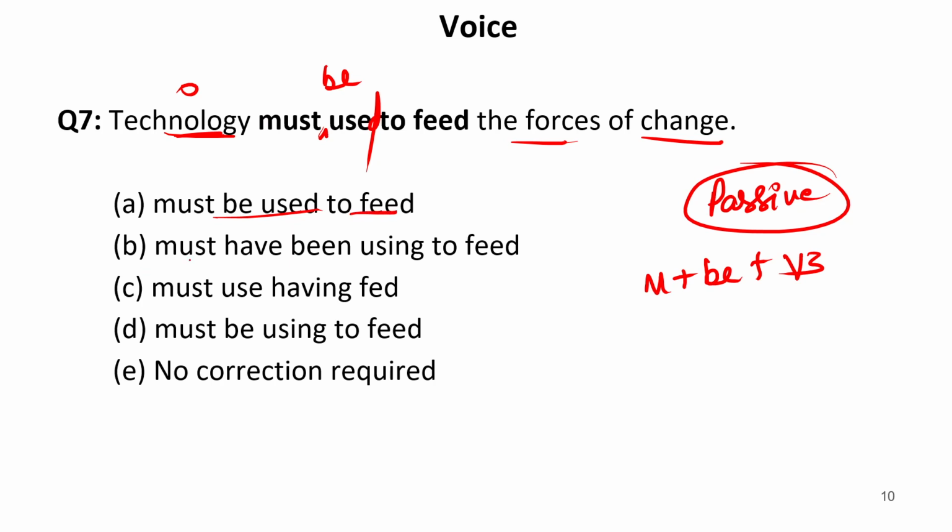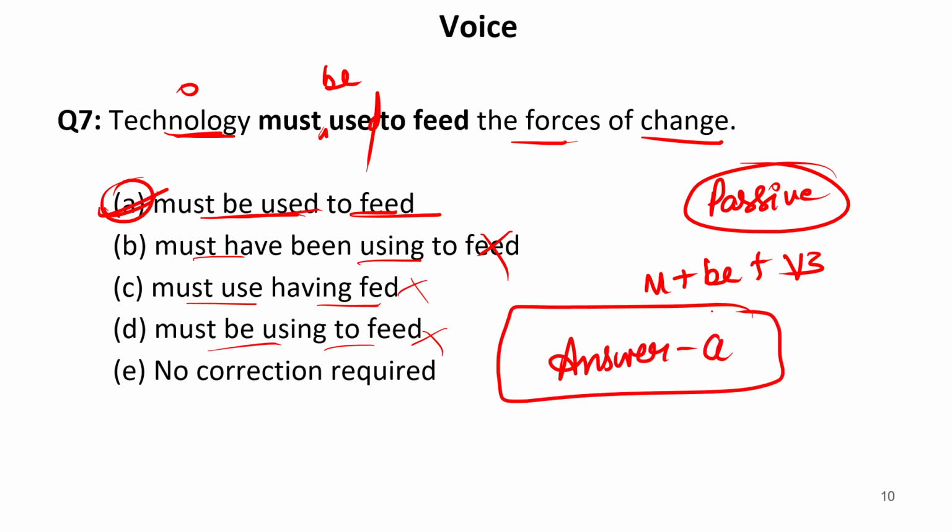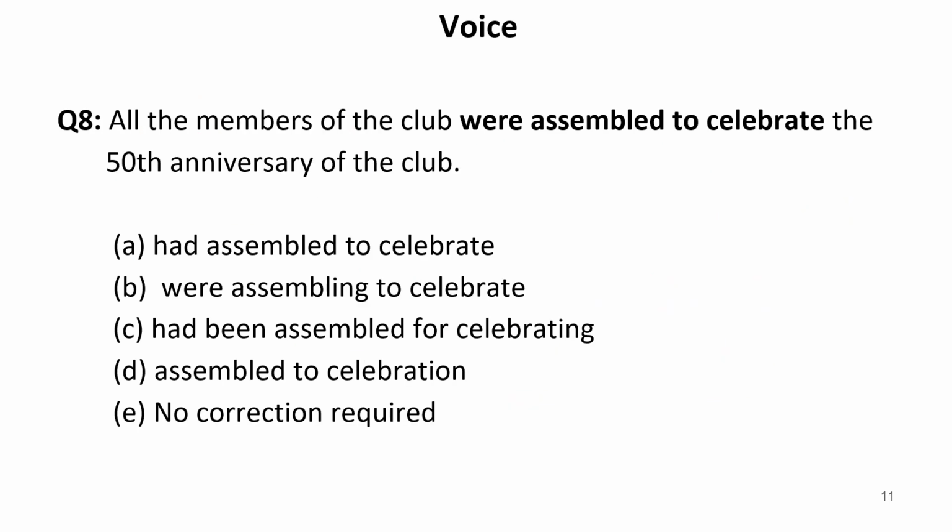Now let us see the options. Must be used to feed. Must have been using to feed. Again incorrect. Must use having fed. No. Must be using to feed. No. It should be A, that is, must be used to feed. So our answer is A, of course. So this is the absolutely correct answer. Now let us move to the next one.